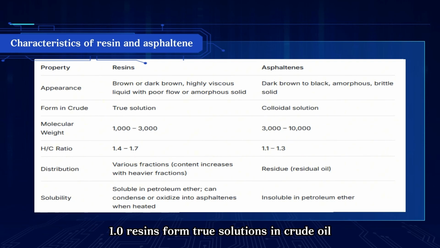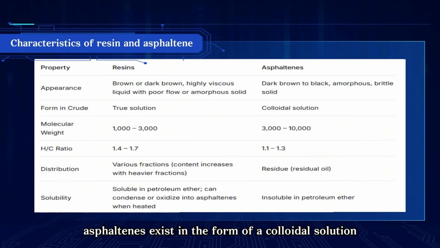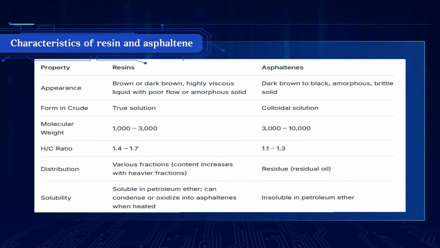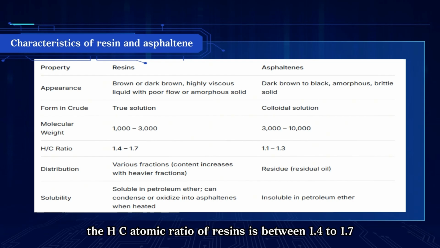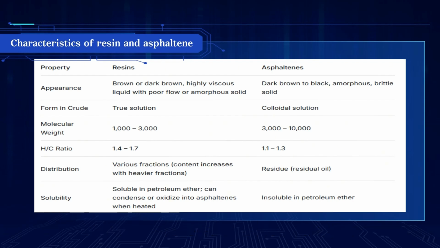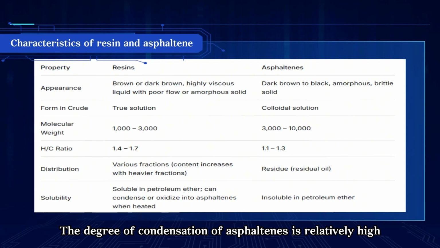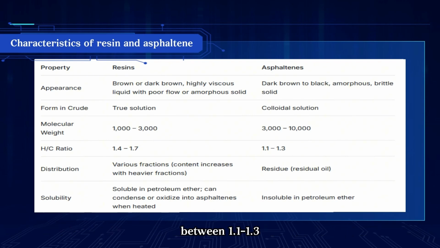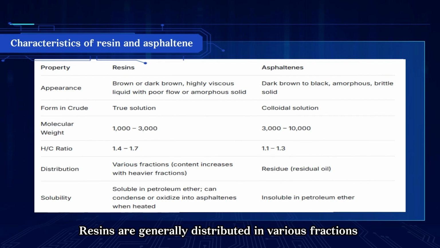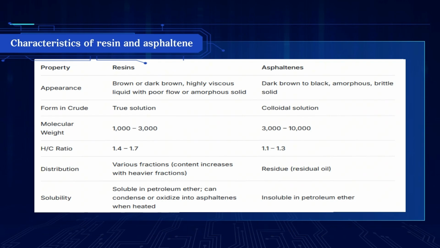Resins form true solutions in crude oil. Asphaltenes exist in the form of a colloidal solution. The average molecular weight of resins is generally in the range of 1,000 to 3,000. The molecular weight of asphaltenes is larger, between 3,000 and 10,000. The H/C atomic ratio of resins is between 1.4 and 1.7. The degree of condensation of asphaltenes is relatively high, with an H/C ratio between 1.1 and 1.3. Resins are generally distributed in various solvent oil products. Asphaltenes, however, are generally present in the residue. The solubility of resins is better than that of asphaltenes. Resins can dissolve in petroleum ether, while asphaltenes cannot.